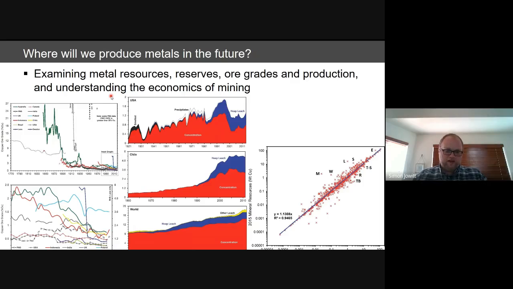We can also do research into how metals are produced in the future. So this is just diagrams showing how copper grades have decreased over time across the world. In other words, we're mining more material and extracting more copper, but the volumes of material we're mining are vastly increased. We can also look at how things have changed in individual mineral deposits over, in this case, a 10-year period, whether they're growing, whether they're shrinking, what's happening to the material as we know it in the ground.